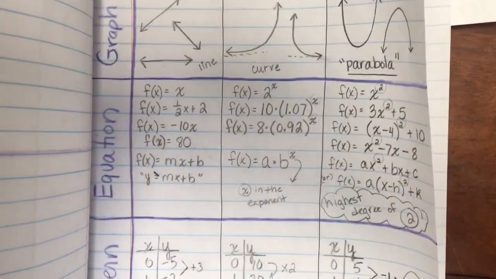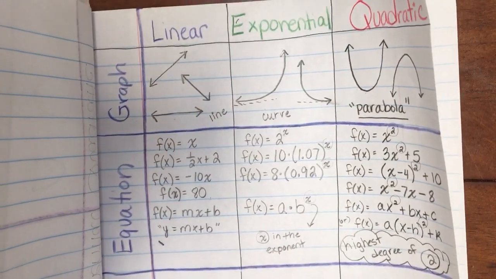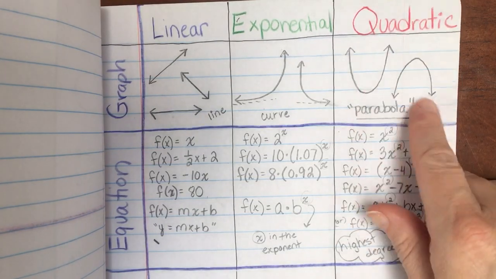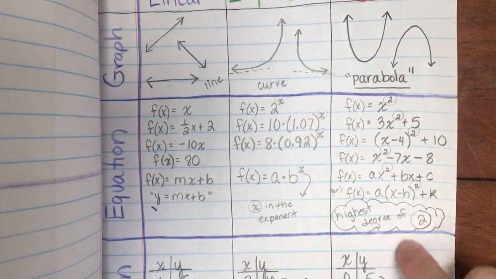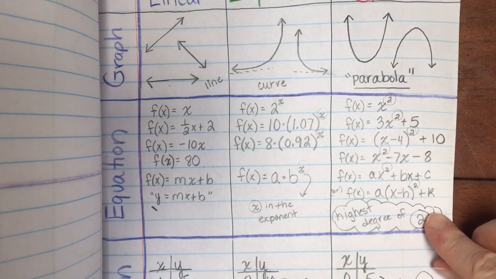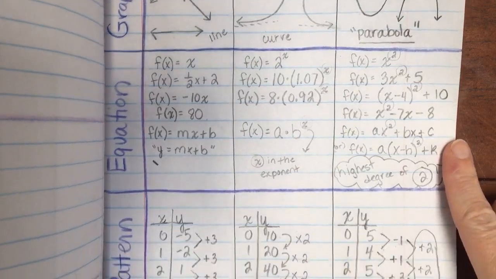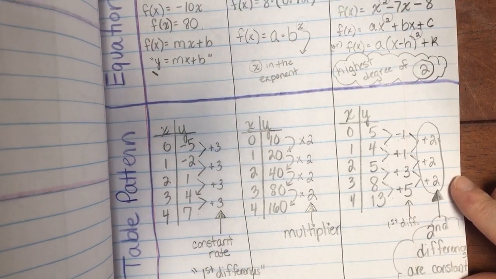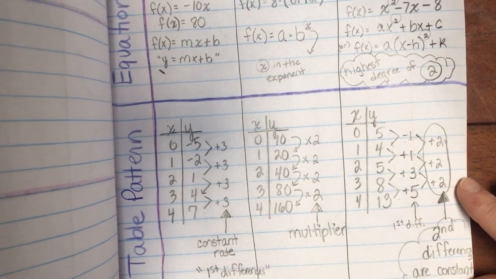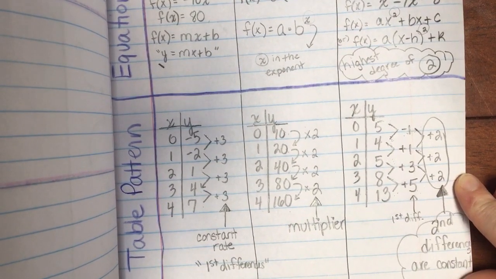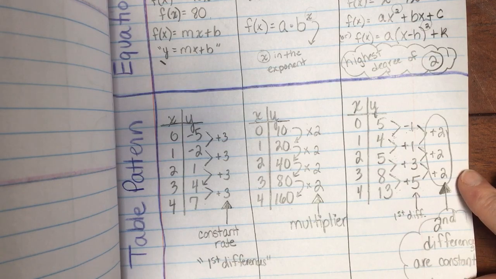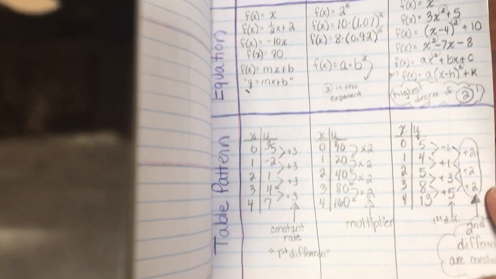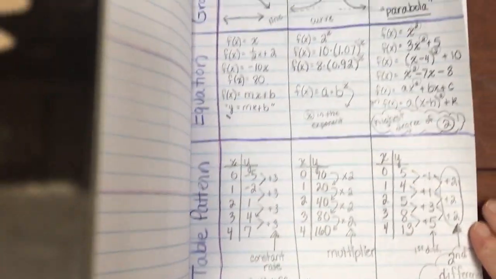So, recap. You've learned that the quadratic graph is called a parabola and it's a U-shaped curve. You've learned that quadratics have a highest degree of 2 in their equation. And you've learned that quadratics have constant second differences. So make sure your notebook looks like mine. This is a great go-to page for an exam, for a test.